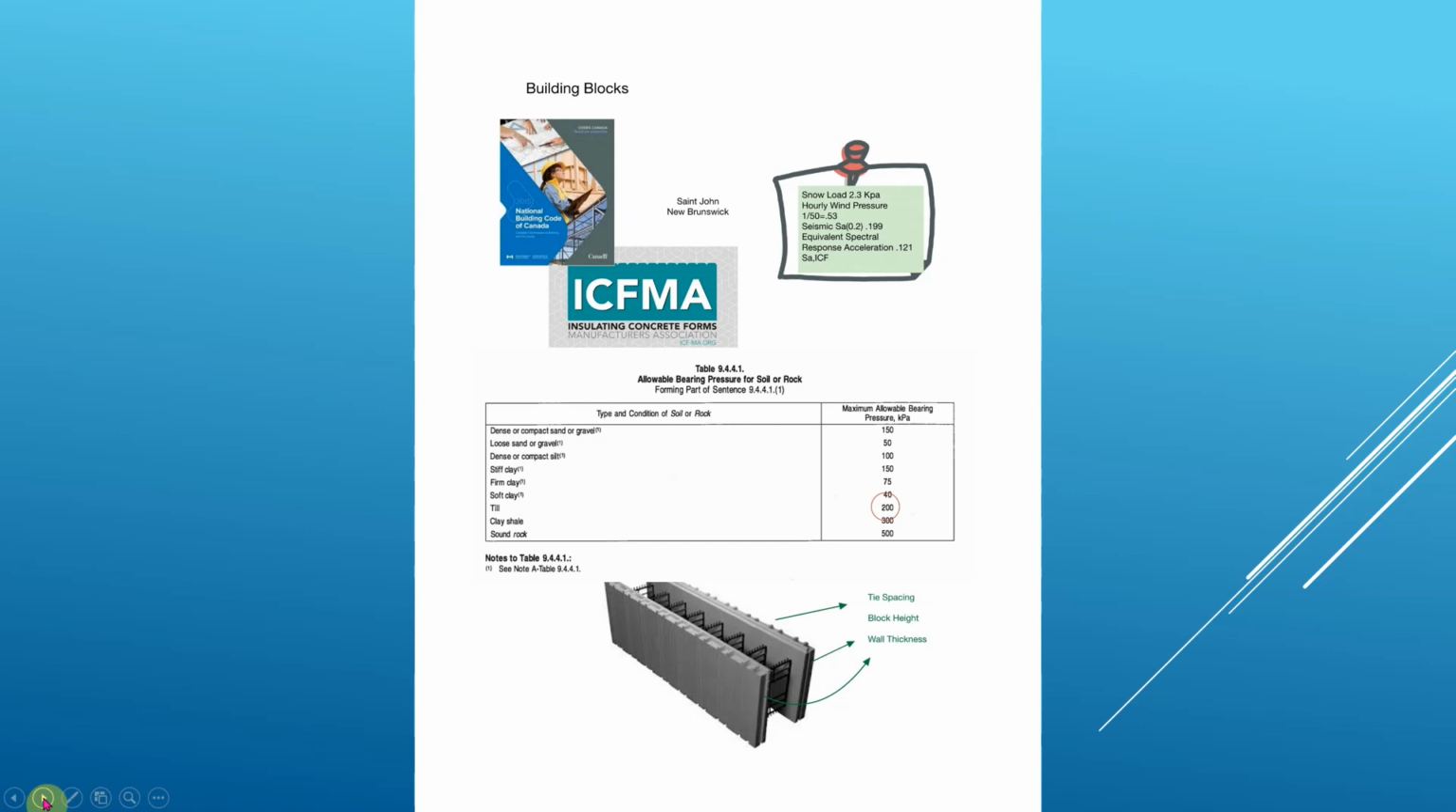You'll also need to know the bearing pressure of the soil. In Atlantic Canada here, we get a lot of glacial till, and that is about 200 kPa. So we need to know that and design around those bearing pressures. You need to also know the tie spacing, the block height, and the wall thickness. So you need to know those.